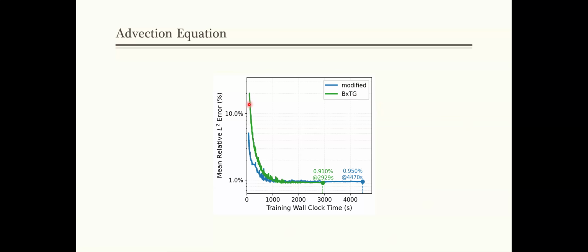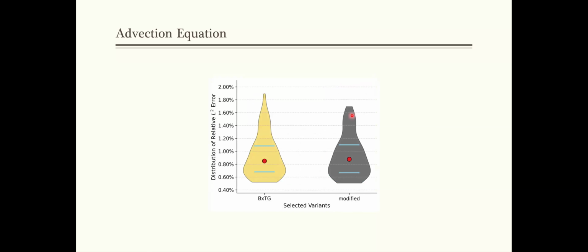We have this green curve for BXTG and the blue curve for the modified DeepONet. In this representative ROM, the variant BXTG achieves its final mean L2 relative error of about 0.9% in around 3,000 seconds. But the modified DeepONet attains a similar level of final accuracy in 4,400 seconds. This comparison reveals the efficiency of the variant BXTG.